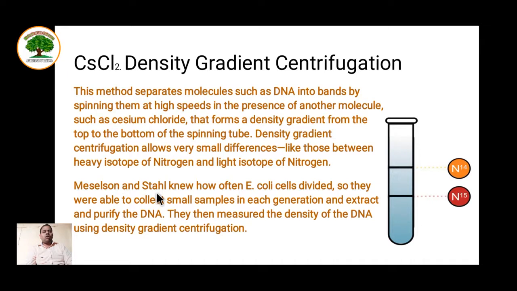Meselson and Stahl knew how often E. coli cells divided, meaning the division time of E. coli is 20 minutes. So in a very short time, we can get a number of samples of different generations of E. coli. Therefore they used E. coli for this experiment. They were able to collect small samples at each generation and extract and purify the DNA. Then they measured the density of the DNA using density gradient centrifugation.